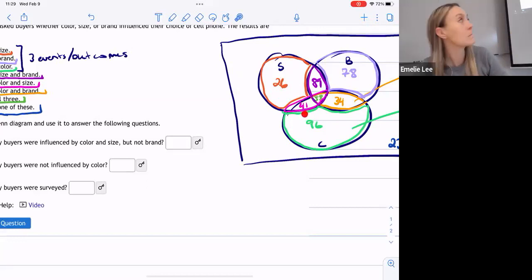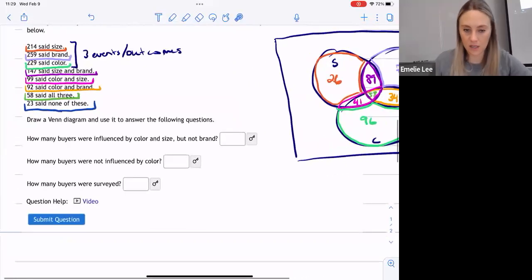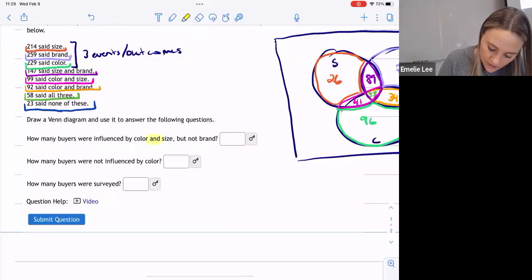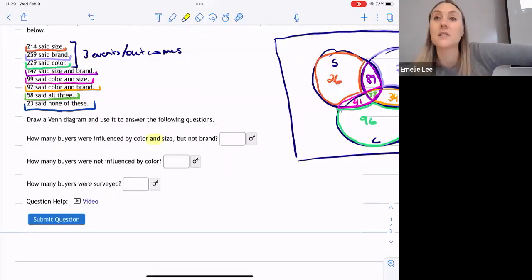Mm-hmm. So why are we not adding these three up, like 26, 41, 96? Because there were like 96 of those, they were influenced by only size. I mean, you know what I mean? It says not the brand. Are we just excluding brand? It's because it says and. So if it said or, then you would add them up, right? And take away all the areas that have the brand.